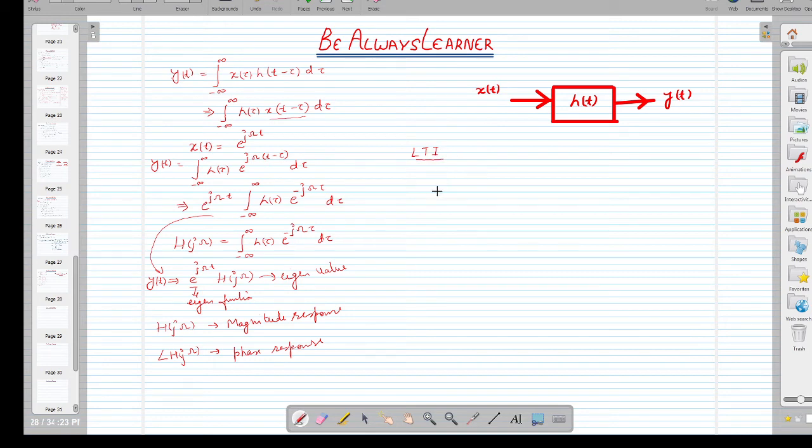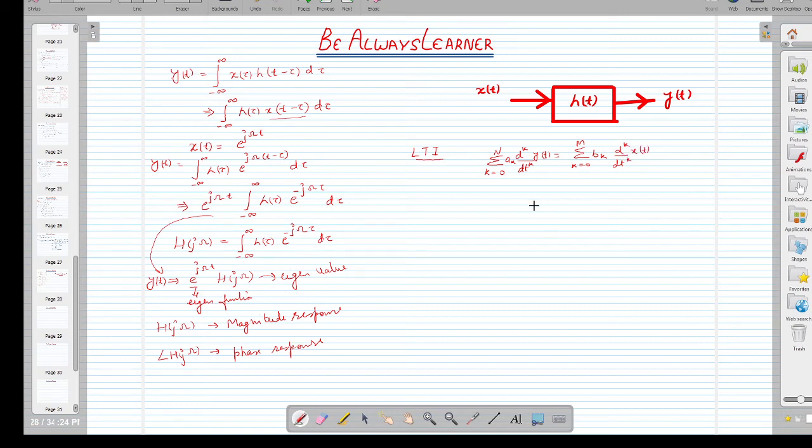and that is described by the constant coefficient differential equation, that is, summation k equal to 0 to capital N, a_k times the kth derivative of y(t), that is equal to summation k equal to 0 to M, b_k times the kth derivative of x(t). Here a_k's and b_k's are the coefficients. So that's how we can define a system.